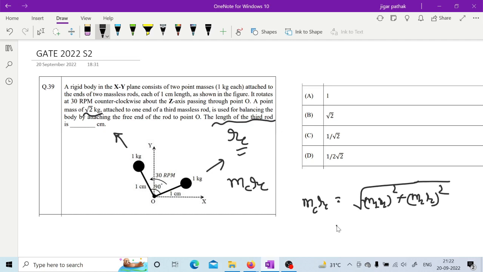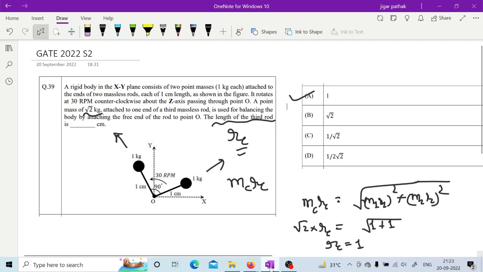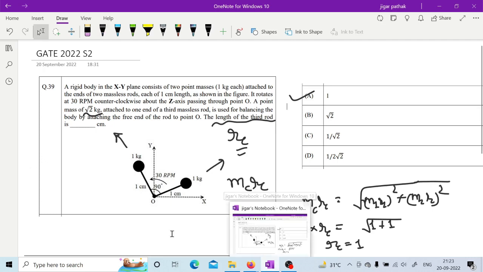tell me what you are getting. 1, sir. Here it is 1, here also it is 1, right? And here MC is root 2. RC, root 2. Right. So RC will be 1, because root 2 will get cancelled. Yes, sir. That's what I told. Okay, so this is how you can solve the problems on balancing.